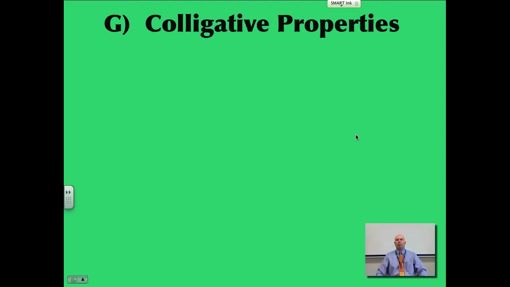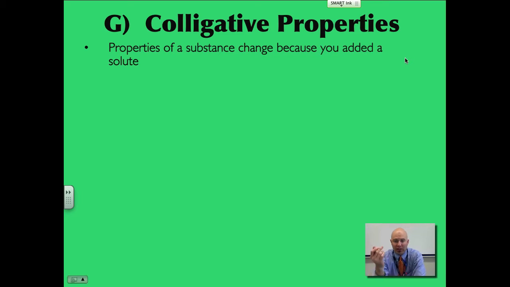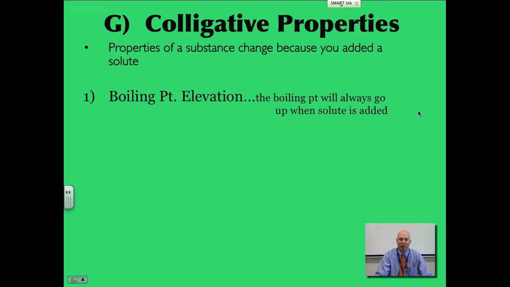Moving right along. Colligative properties. Colligative properties are when you have a solution, the property of the solvent changes. So the property of a substance changes because you add a solute. So here are some examples.